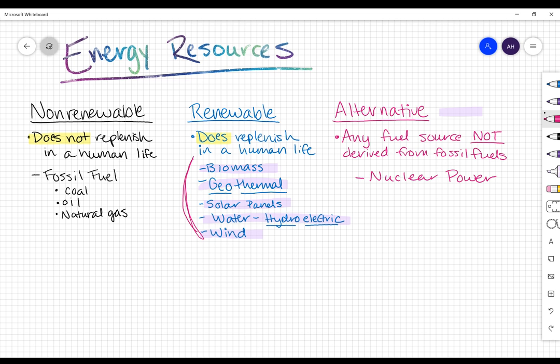So these are our three main types of fuel sources, and we are going to dig into a lot of these just a little bit deeper. I'm going to have you do some research on them, talk about how they're used, where they come from, that kind of stuff. Okay. That's it.